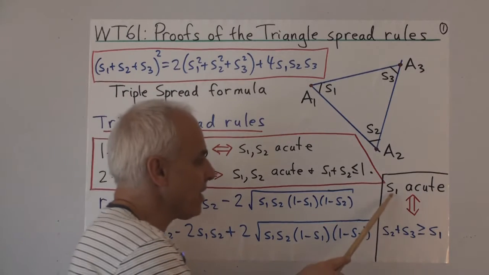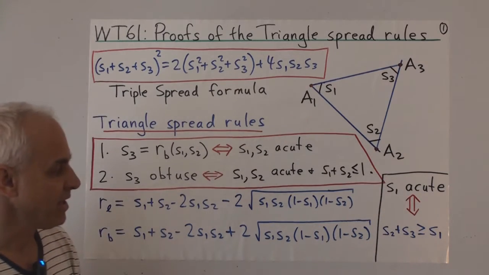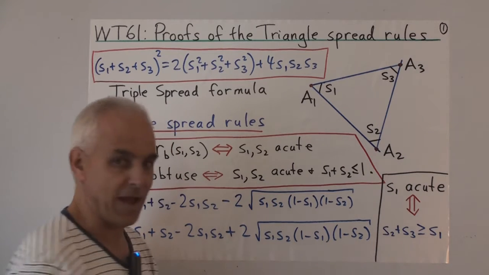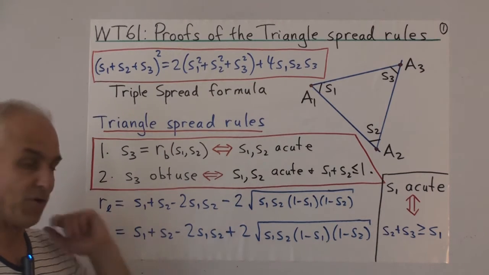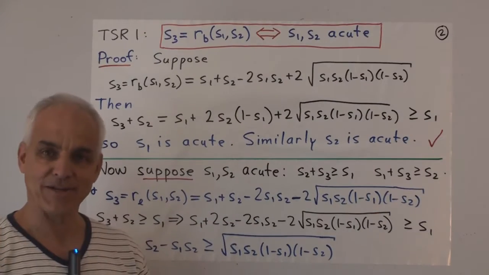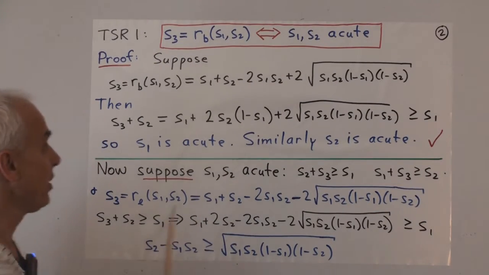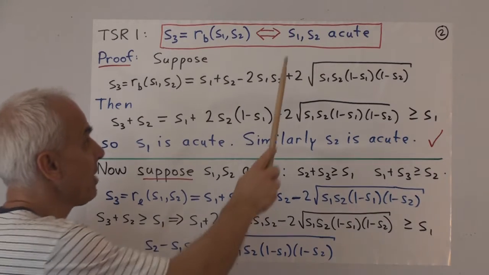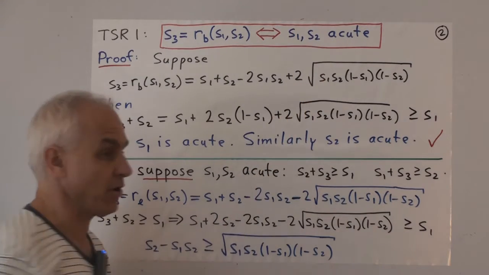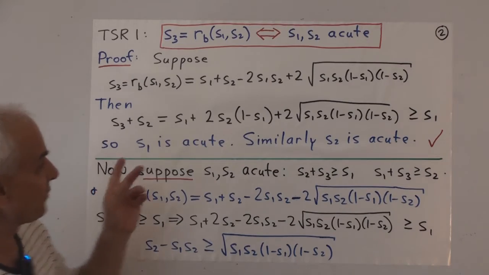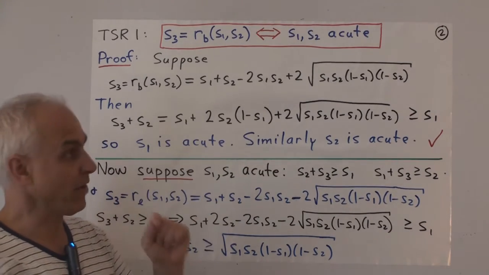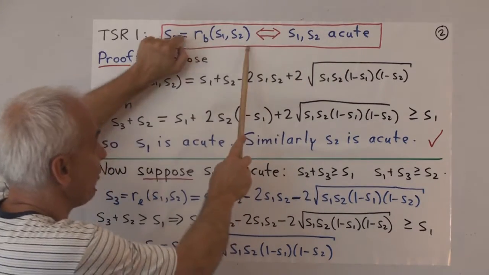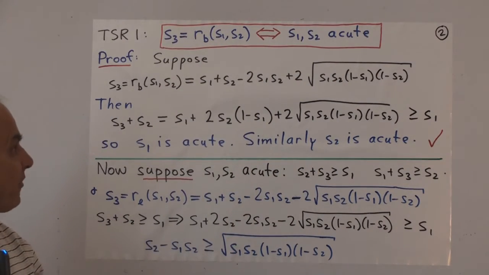And I remind you that the spread S1 being acute is equivalent to the condition that S2 plus S3 is bigger than or equal to S1. So we want to prove these things. All right, let's start with the first triangle spread rule, which says that S3 is the big solution of that quadratic equation precisely when S1 and S2 are acute. When we want to prove something like this, we have to go in both directions. We have to show that this implies this and that this implies this. So there's two steps to the proof.